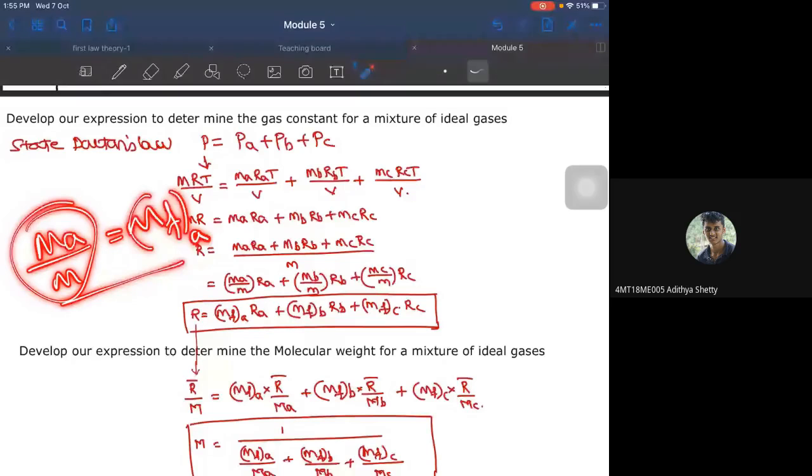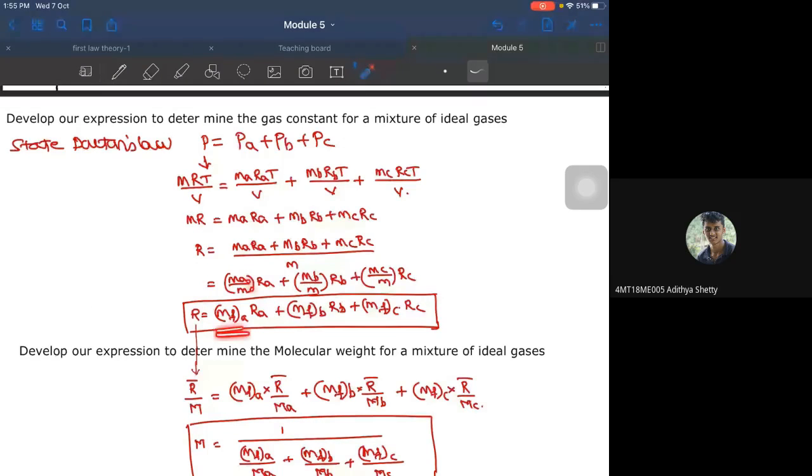Similarly, MA by M, I can write it as Mf of A, MB by M, I can write it as Mf of B, MC by M, I can write it as Mf of C. And this is the expression for the gas constant of your mixture. Okay, that's it. If he asks for the gas constant, here it ends up the derivation.